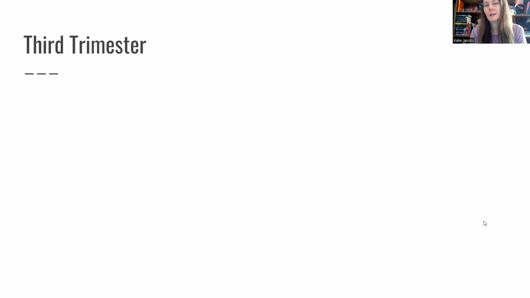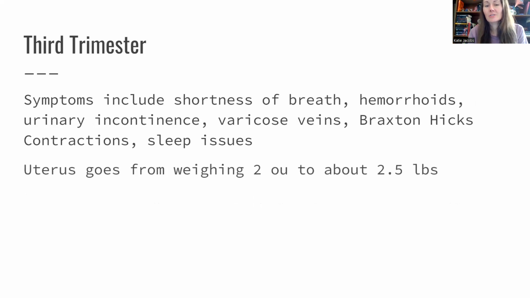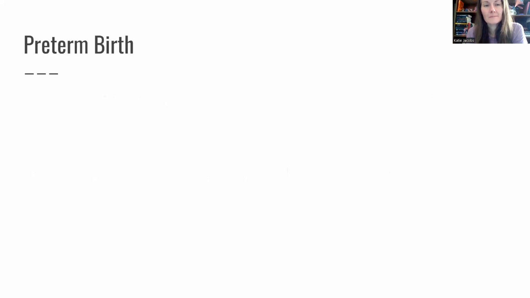So then we move into our third trimester. Symptoms during this trimester include shortness of breath, hemorrhoids, which aren't fun, urinary incontinence, so peeing yourself a little bit, varicose veins, Braxton Hicks contractions, sleep issues. The uterus goes from weighing about 2 ounces all the way up to 2.5 pounds. So you have this tiny, tiny uterus, and then it gets huge, as big as a basketball by the end of pregnancy.